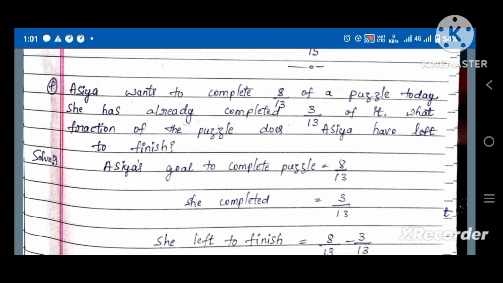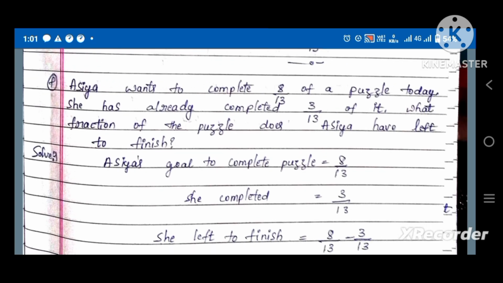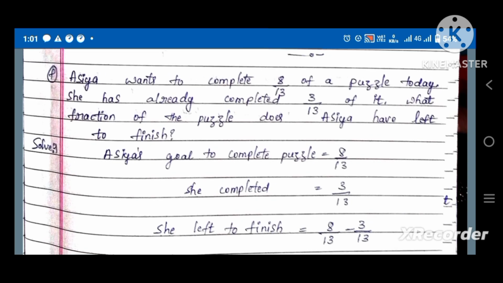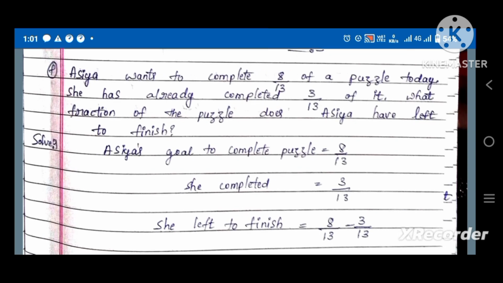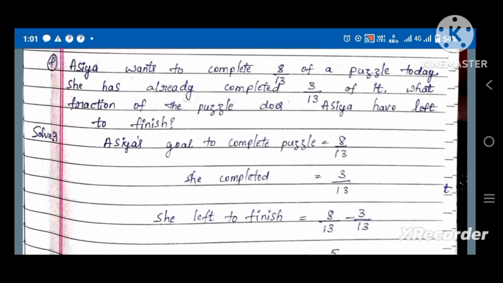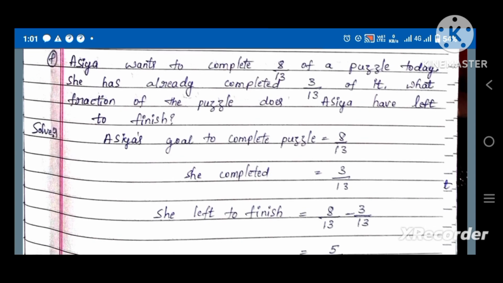Question number F. Asia wants to complete 8 by 13 of a puzzle today. She has already completed 3 by 13 of it. What fraction of the puzzle does Asia have left to finish?